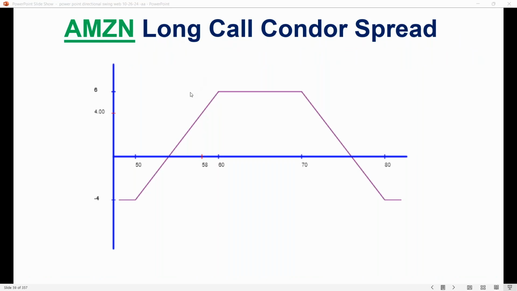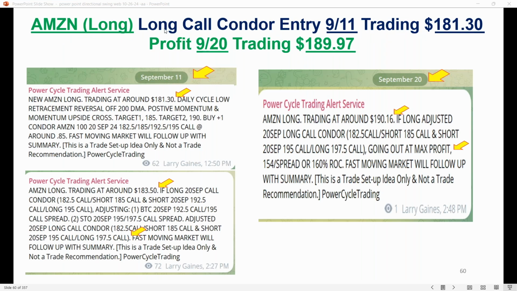Now here's another idea. This was on Amazon, and this one we did a long trade. This was also picked up with the scanner, and then the indicators told us what to do on the trade, and that's what you're going to be learning next Saturday.